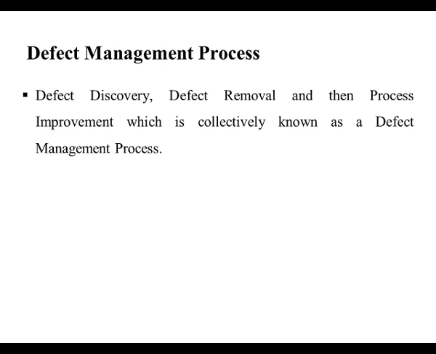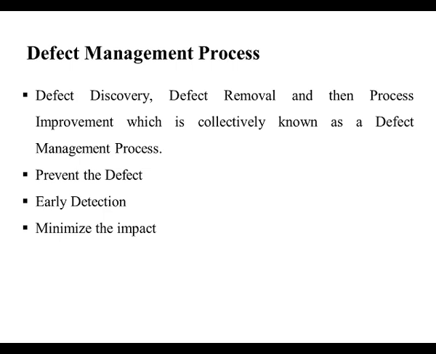Most organizations conduct defect discovery, defect removal, and then process improvement, which is collectively known as the defect management process. The foremost goals of the defect management process are to prevent defects, to detect defects early in the software development lifecycle, to minimize the impact of defects, to resolve defects with less impact, and to improve the process.